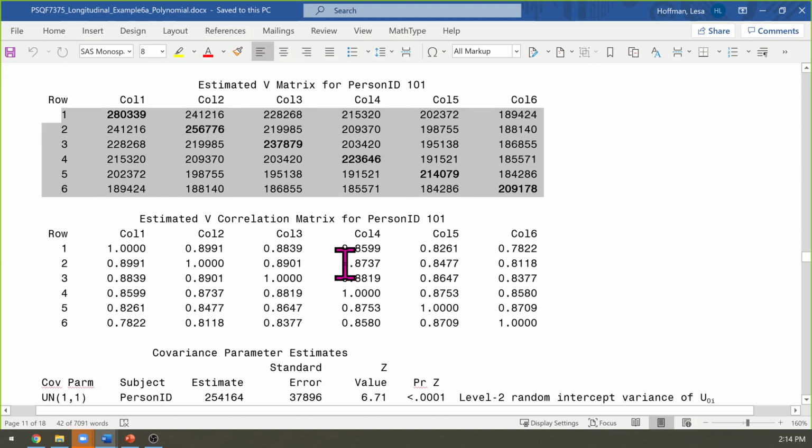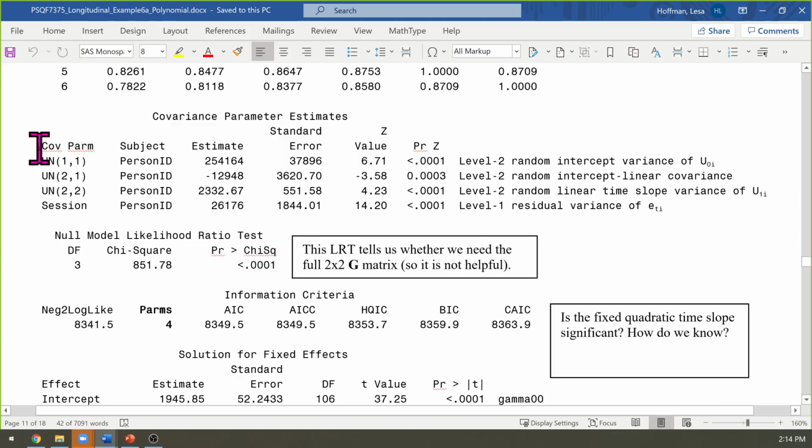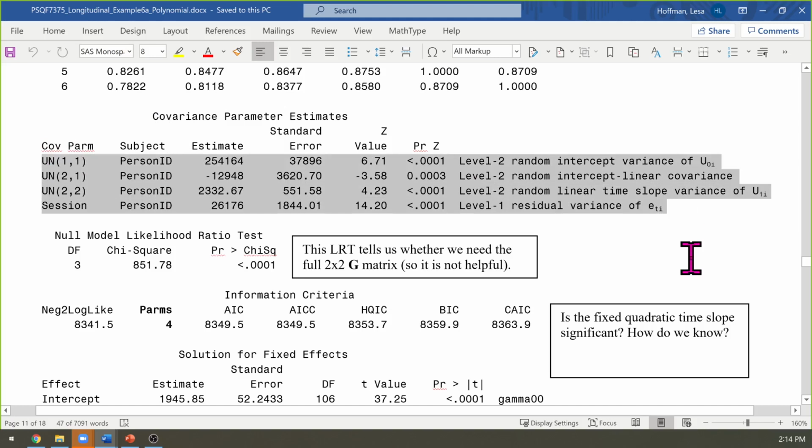And if you're ever uncertain about how many parameters you have in your model, here's the trick. Count them up. Every row in this table right here is a parameter in the model for the variance. So this model is a random linear time slope, random intercept, their covariance, and the residual variance at level 1. Those are the 4 that we've got that then work together to create the overall pattern.